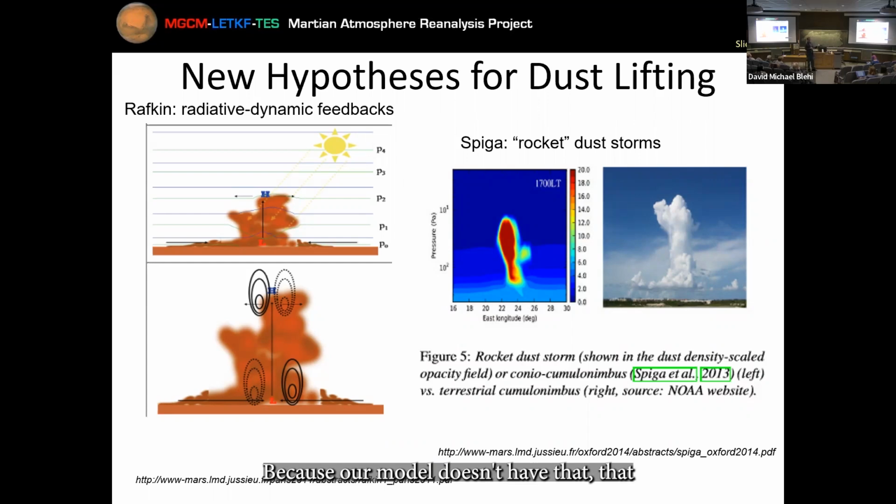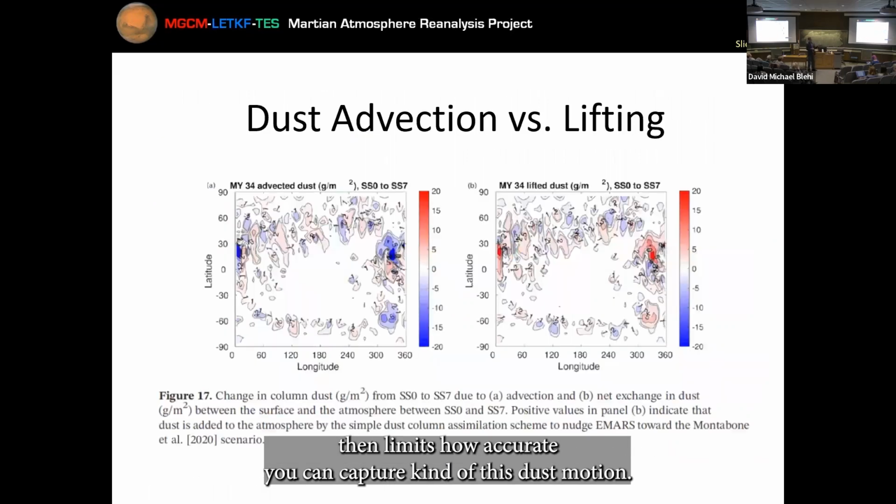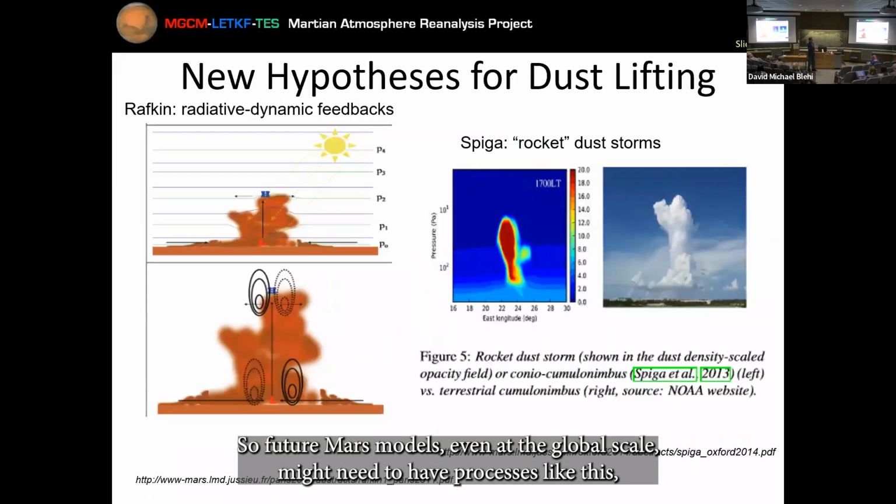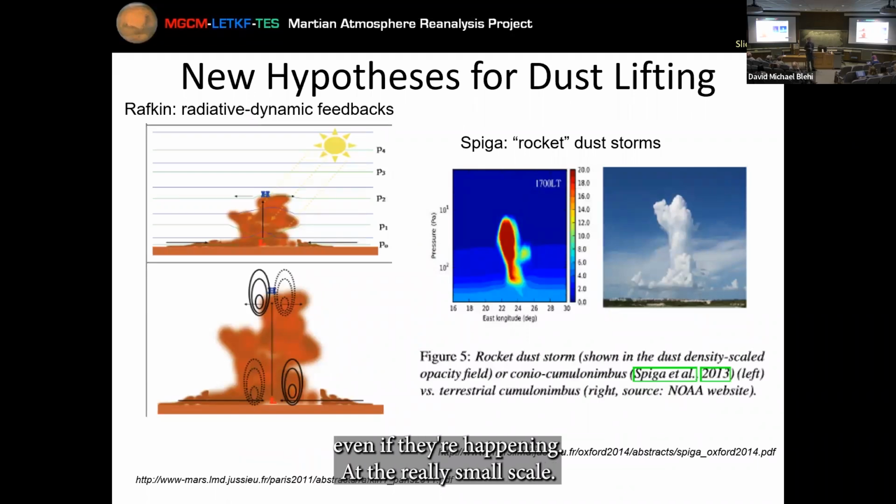Because our model doesn't have that, that then limits how accurately you can capture this dust motion. So future Mars models, even at the global scale, might need to have processes like this, even if they're happening at the really small scale. That's an area of active research in the community.